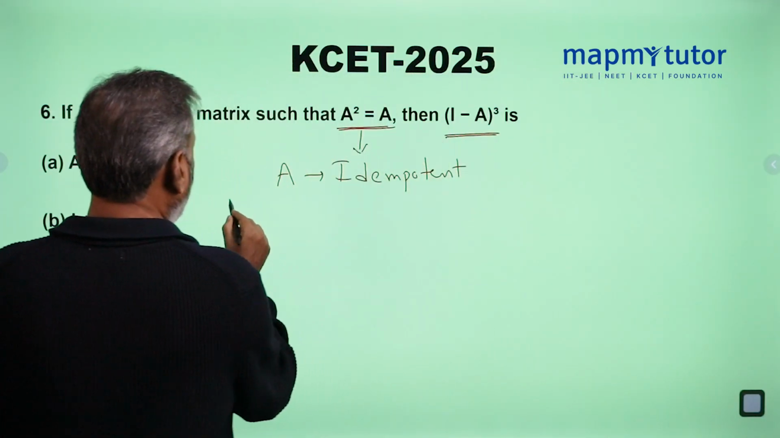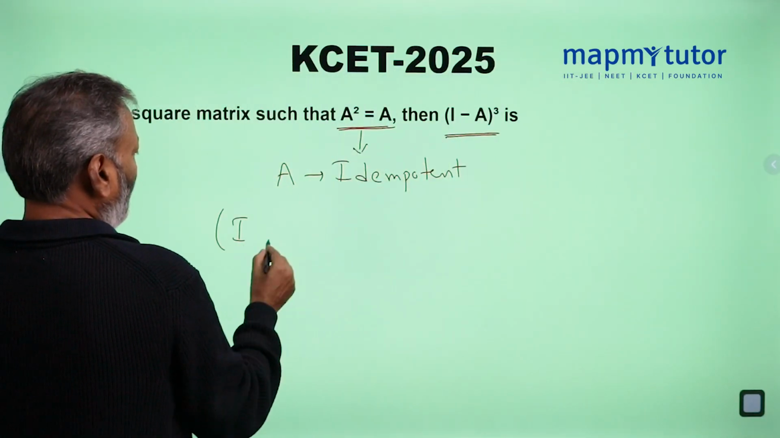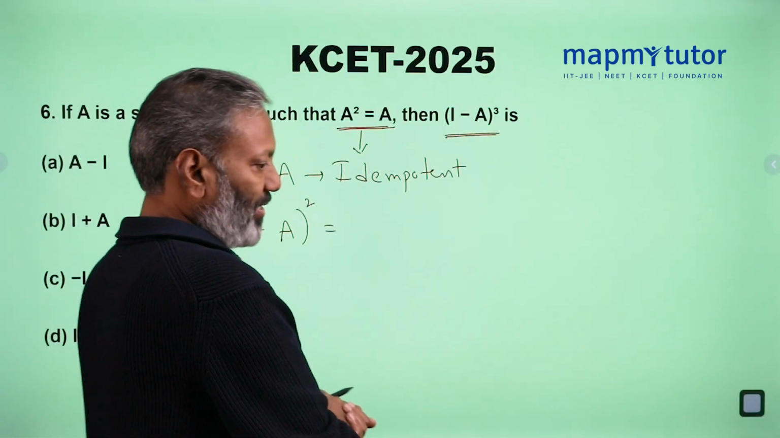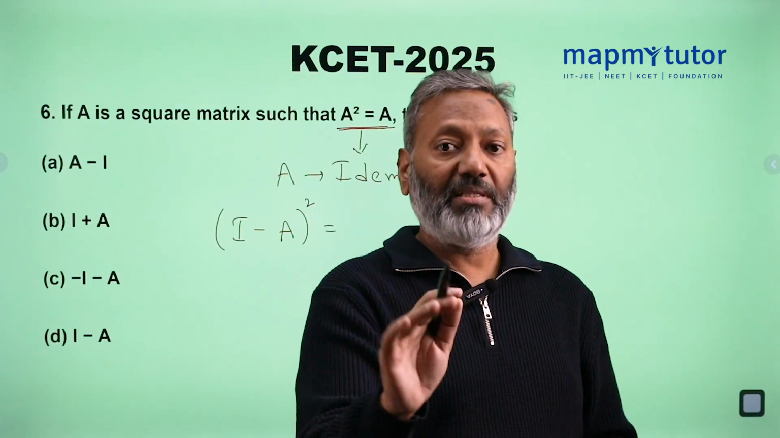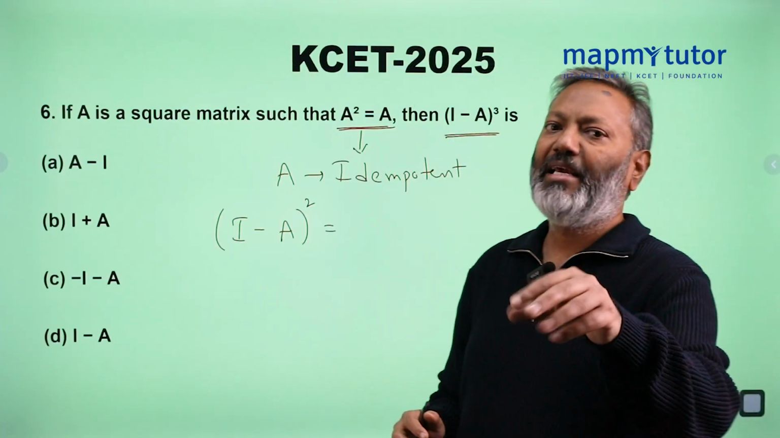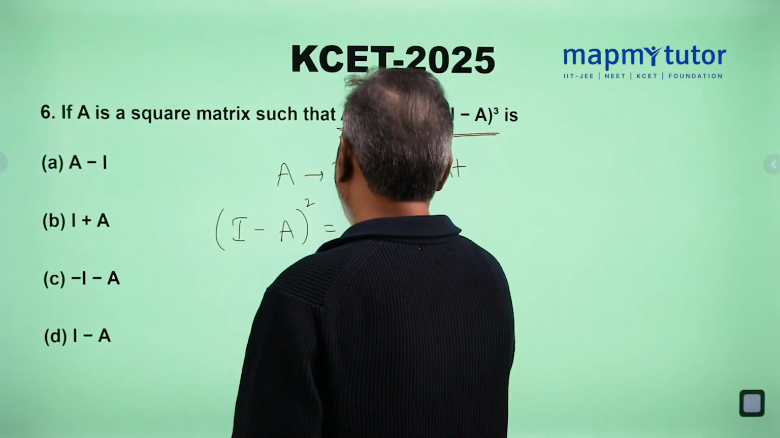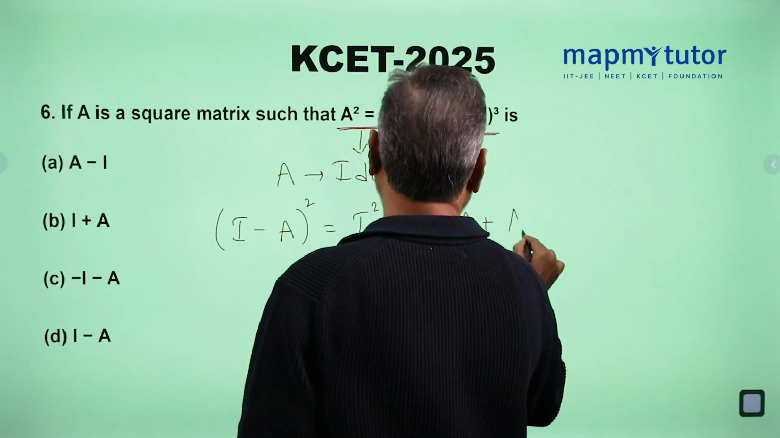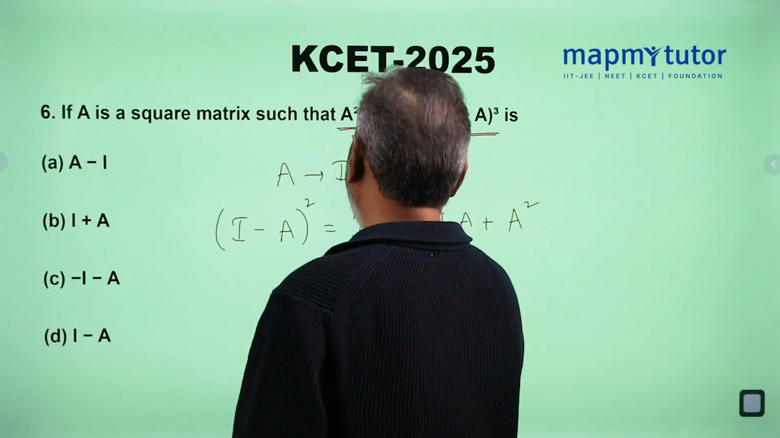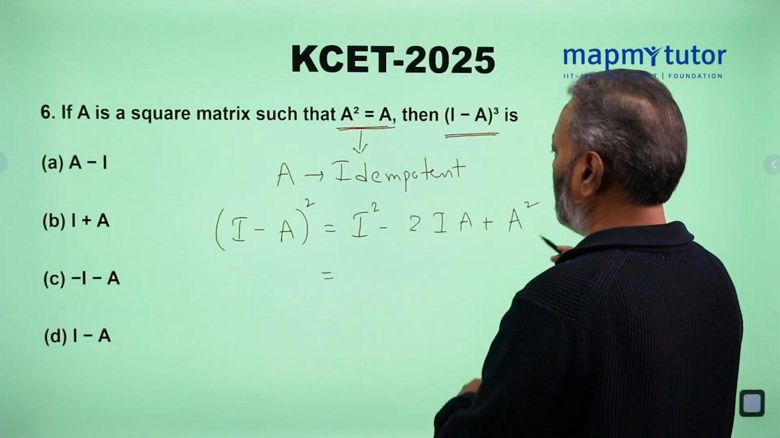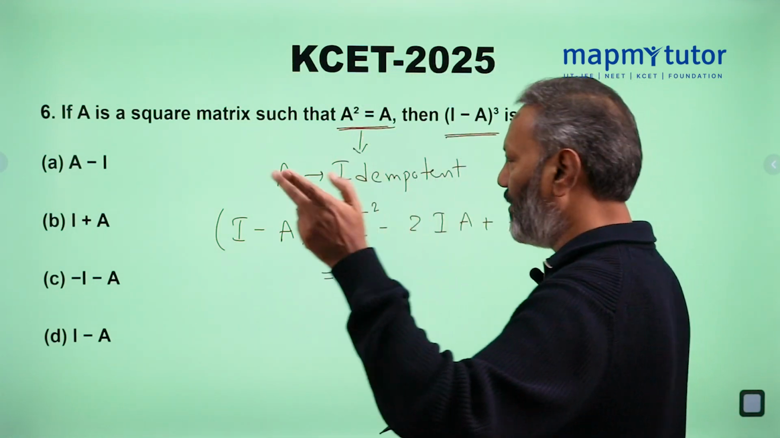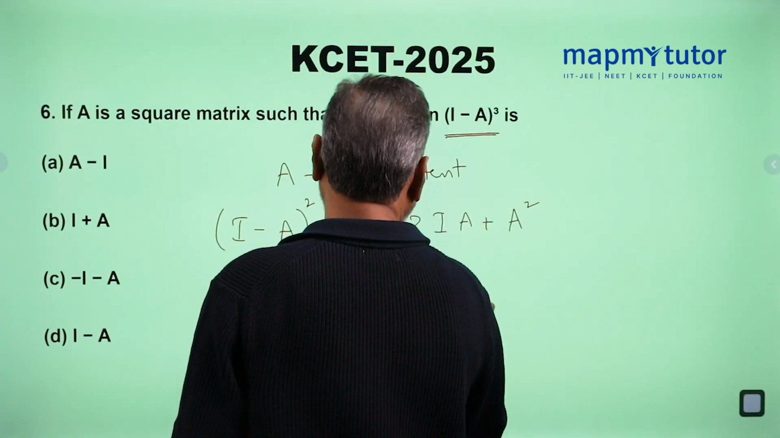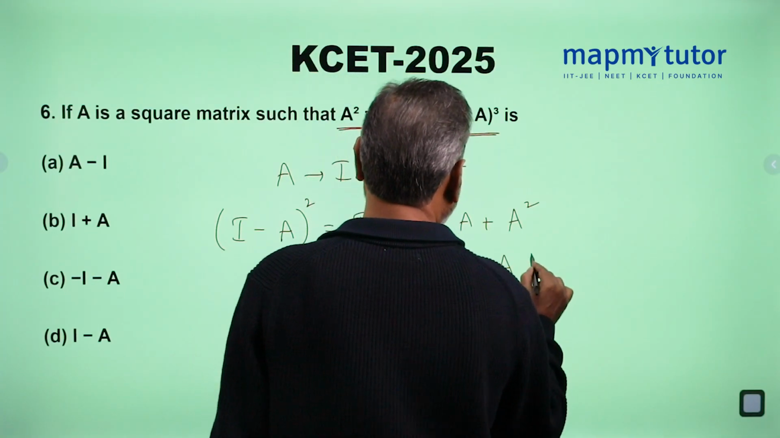Of course, you know I is identity. But don't attempt (I minus A) whole cube straight away. It is easy to calculate (I minus A) whole square. Because I and A commute with each other, it is easy to expand just like (a minus b) whole square. What is that? I square minus 2 into I into A plus A square. It is just like a square minus 2ab plus b square. Because I into A and A into I are equal. And we know I square is I, and I into A is A. A square, of course, is A, it is given.